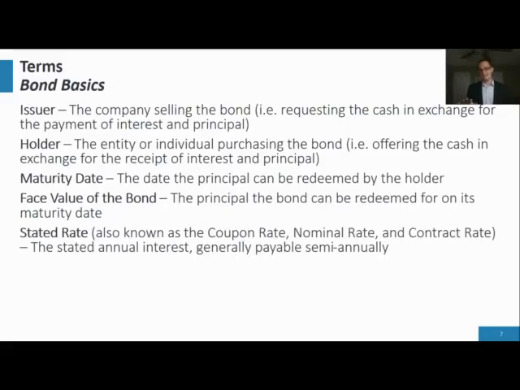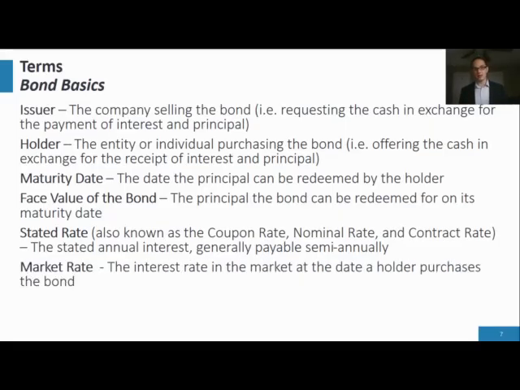Then there's these last two pieces which are essential. The stated rate, we're going to talk about market rate. Stated rate is also known as a coupon rate, a nominal rate, and a contract rate. These are all the same. They all have the same meaning. Don't get confused. If you see any of them on a test or exam or in your textbook, just assume they mean stated rate. This is the annual interest payable semi-annually on the bond itself. It's locked. It can't be changed. We're going to talk about that on the timeline on the next slide.